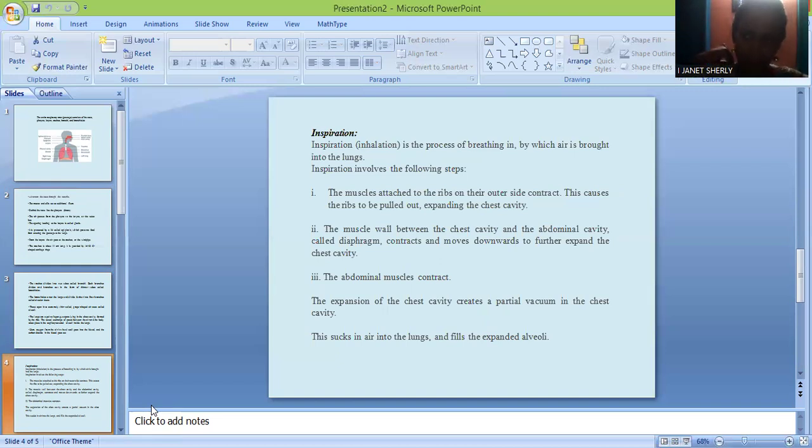I think the next topic is purely on sphygmomanometer, which we'll be discussing in the next class.